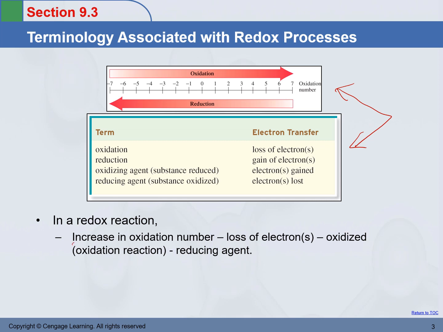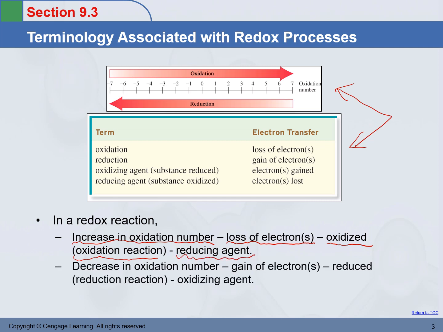So increase in oxidation number: if the oxidation number of a substance is increased during the reaction, it means that substance has lost electron or electrons. We say it is oxidized. We say an oxidation reaction occurred. We know it is a reducing agent. And also, decreasing oxidation number means the gain of electron or electrons. It is reduced, a reduction reaction occurs to it. It is an oxidizing agent.